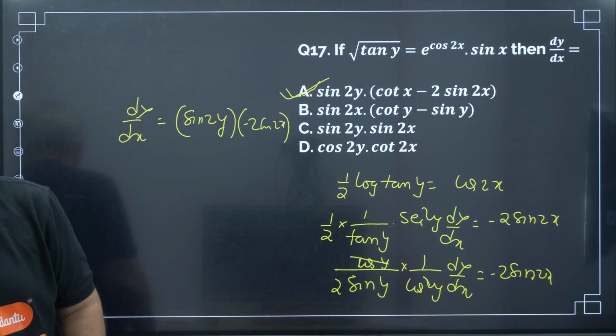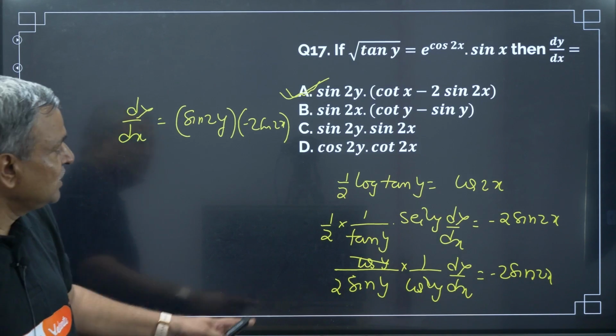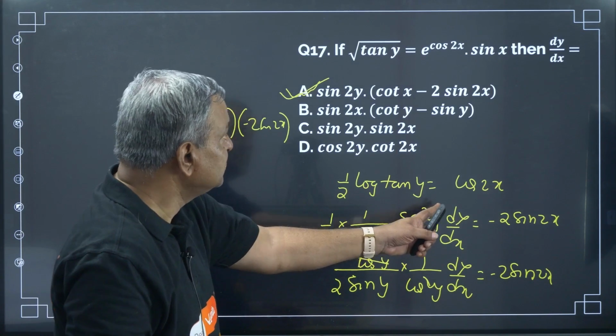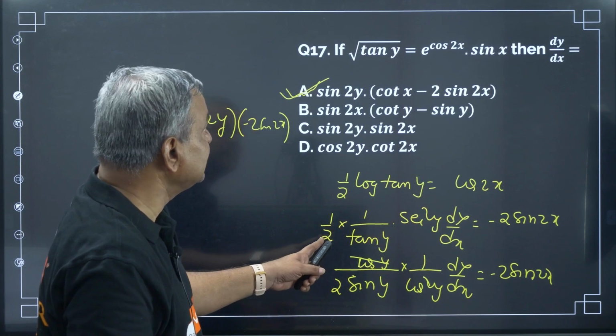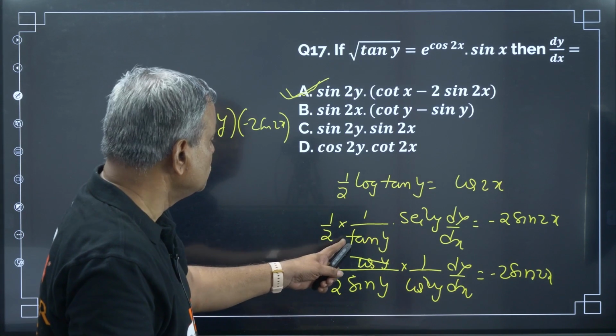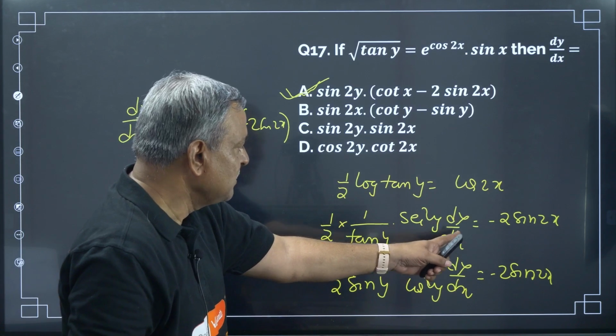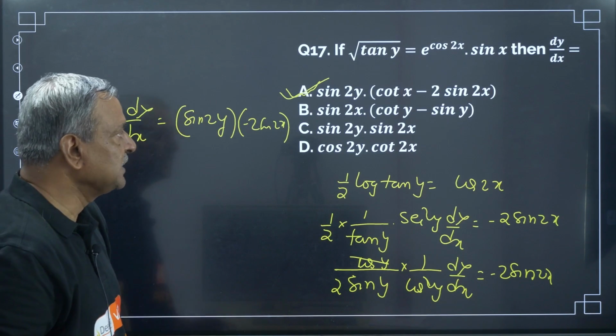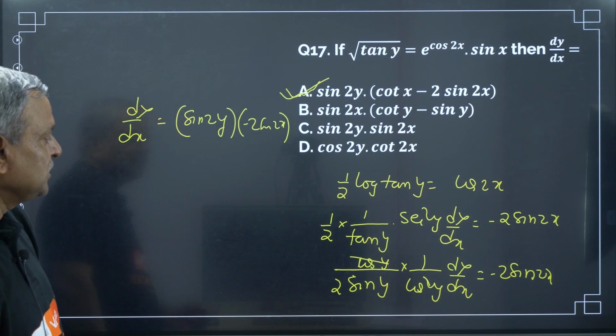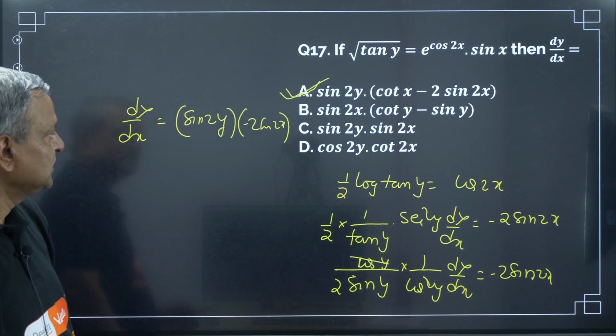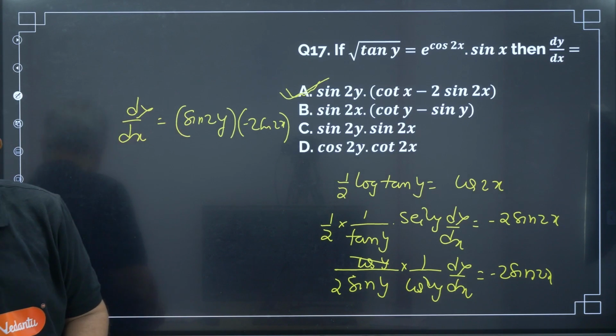So if you take log, correct only, 1/2 log tan y is equal to cos 2x. So log gives 1 by tan y, secant square y, dy by dx is equal to minus 2 sin 2x. Perfectly correct. Minus 2 sin 2x. Correct only. This is correct. dy by dx is correct.